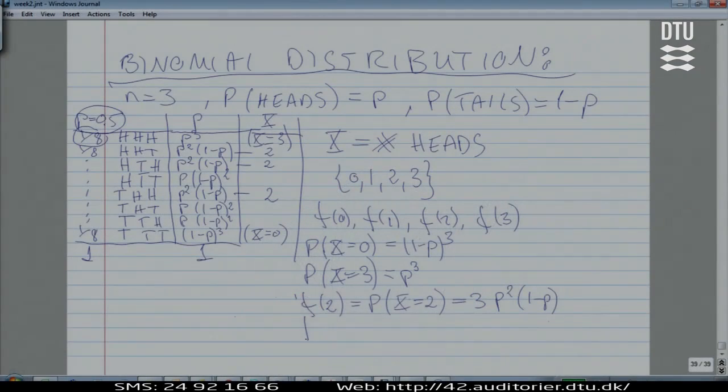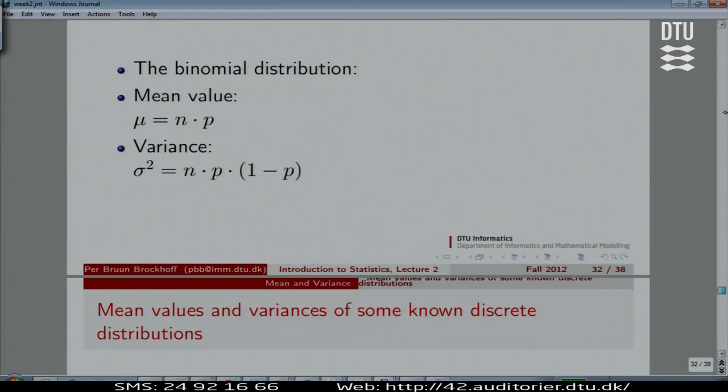Exactly the same story goes for x equal 1. That's the remaining 3. There's a 3, but then it's p times 1 minus p squared. Now I know the 4 probabilities, at least if I know p. I mean, given p, I'm on top of it. What I've done here is actually more or less to derive or prove, even at least in a small situation, what is known as the binomial probability formula.